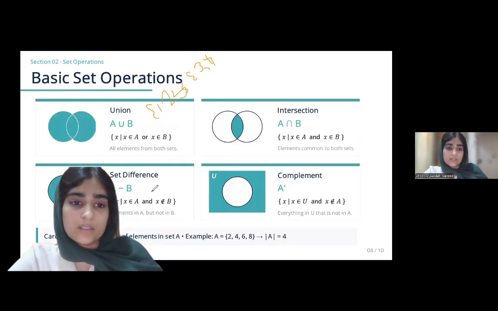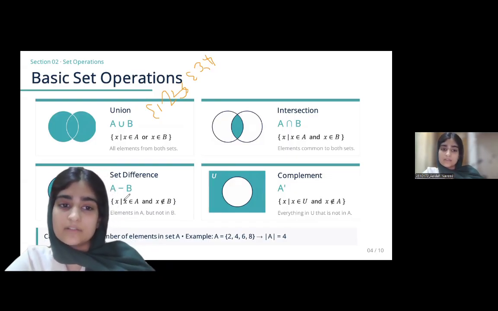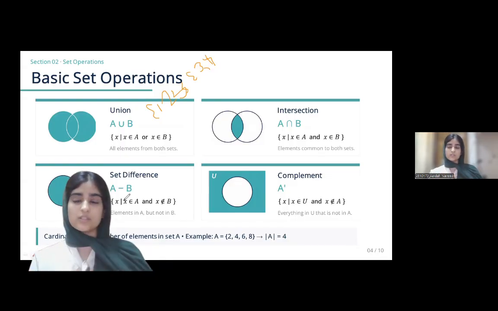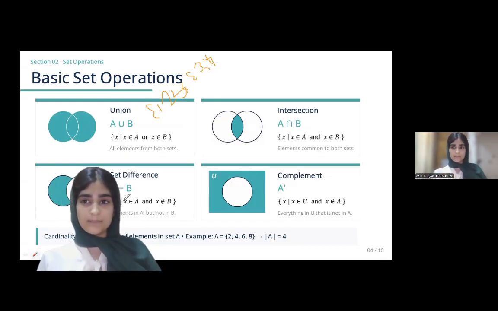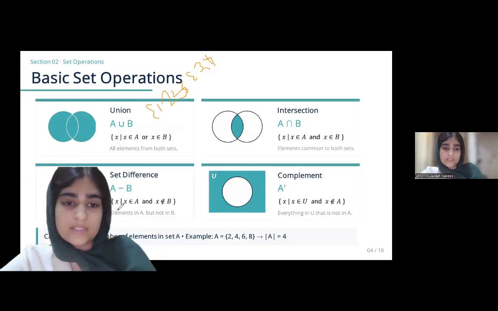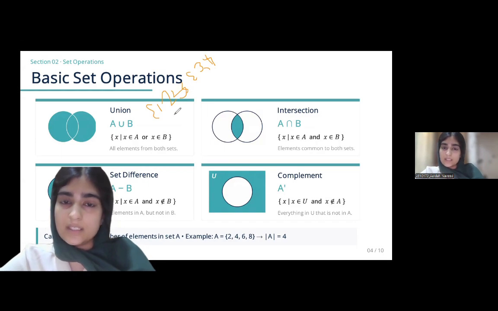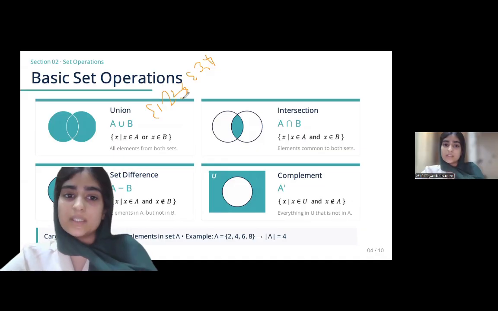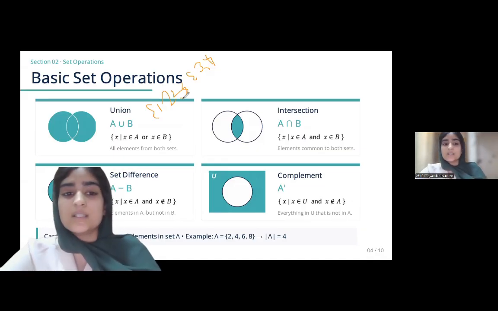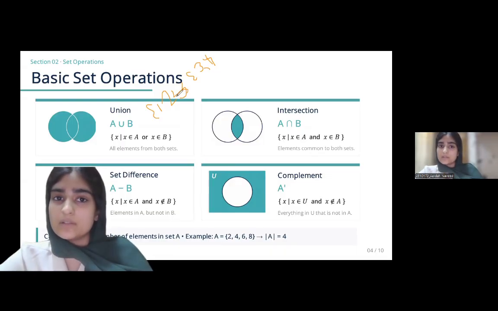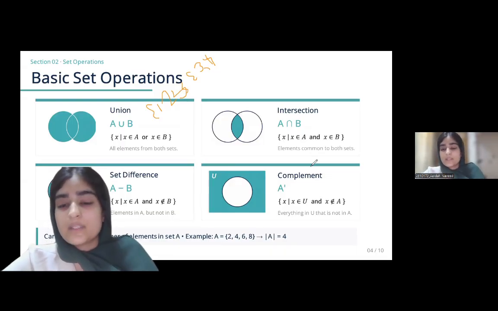Okay, so the set difference. If we have set difference A minus B, then it will give us only the elements that are in A but are not in B. So, for example, we have these two sets, and 1, 2, 3 is in A, and 3 and 4 is in B. Because 3 is in B as well, it is not going to be written in the set difference of A and B. The answer for A minus B is going to be only 1 and 2, excluding the element 3, because it is a part of set B.